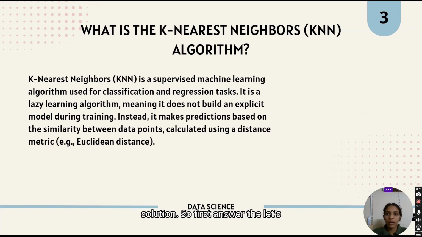First, let's see the answer to what is the k nearest neighbor algorithm. So KNN is a supervised machine learning algorithm used for classification and regression tasks. It is a lazy learning algorithm, meaning it does not build an explicit model during training. Instead, it makes predictions based on the similarities between the data points, calculated using a distance metric like Euclidean distance.